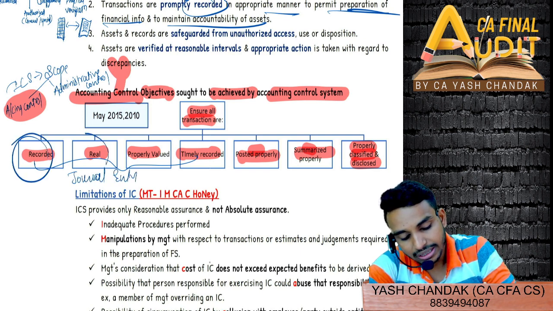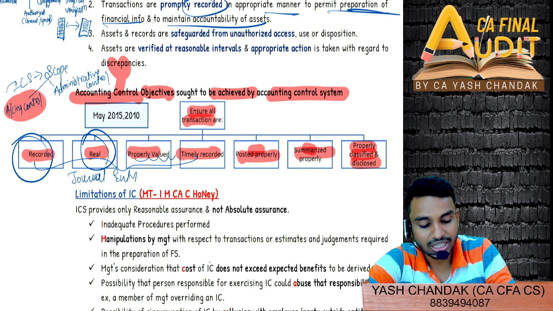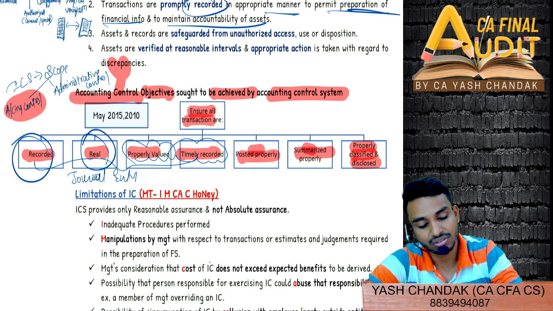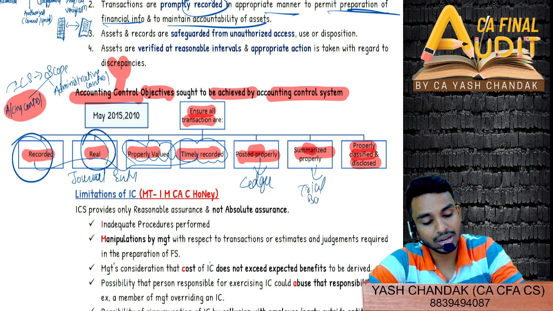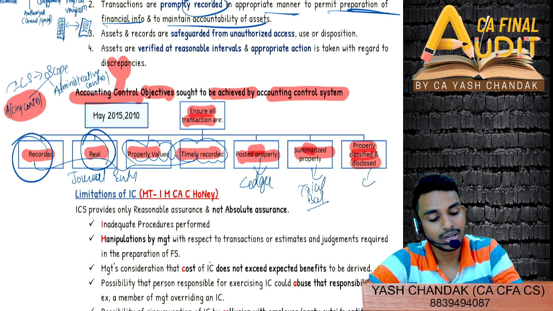We used to record, then realize, and then check whether its value is properly recorded, and the timely recording of the journal entries. Similarly, then we posted in the ledger. We used to post it in the ledger and then summarize it in the trial balance, and lastly, properly classified and disclosed.